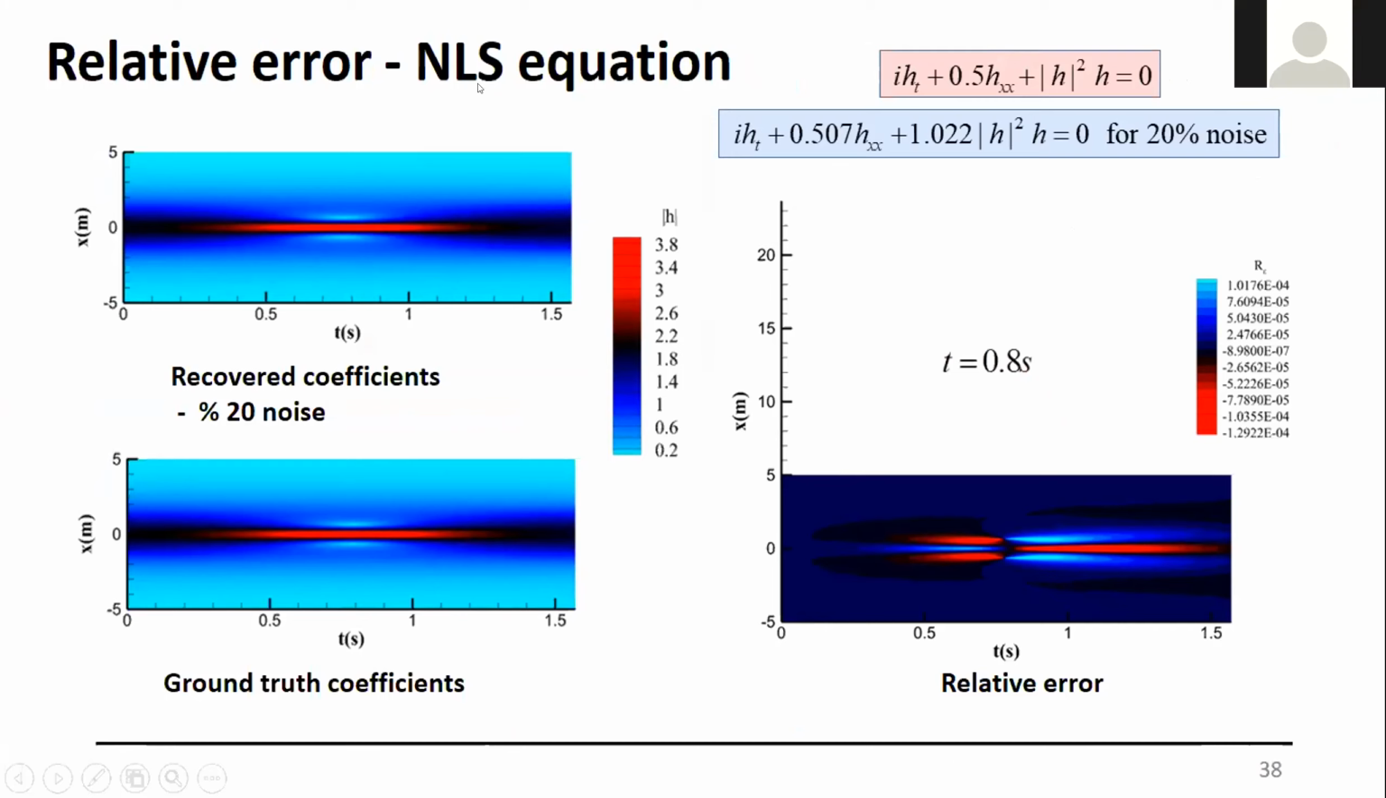Okay, and then the relative error I can show you. So this is where we construct the solution. It's with the discovered solution, and here's the actual equation that we begin with, and you have 20% noise, and this is the relative error. It's on the order of 10 to the minus 4, 10 to the minus 5.